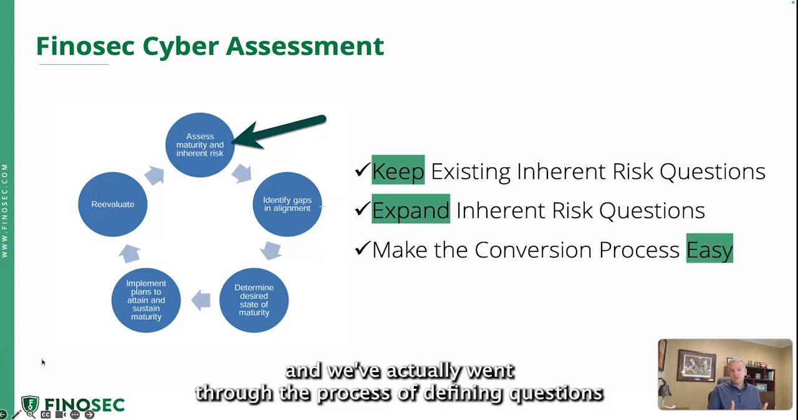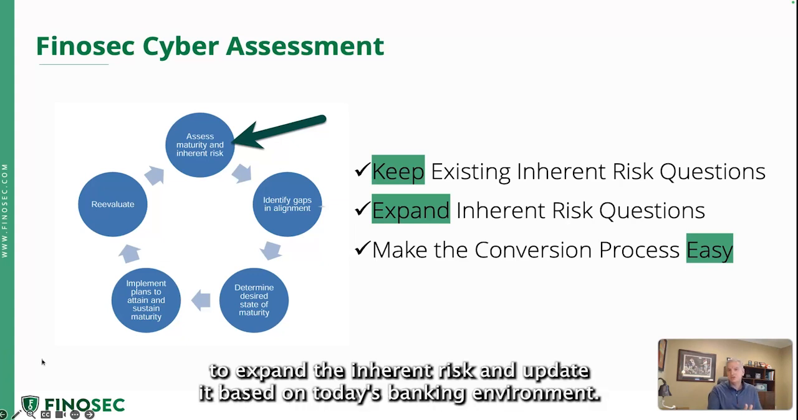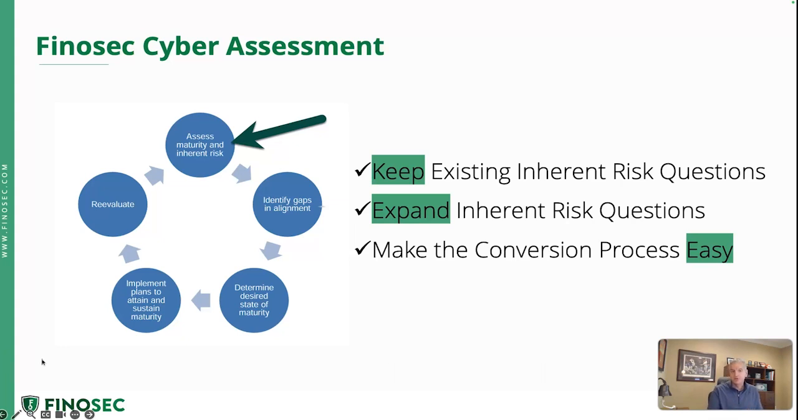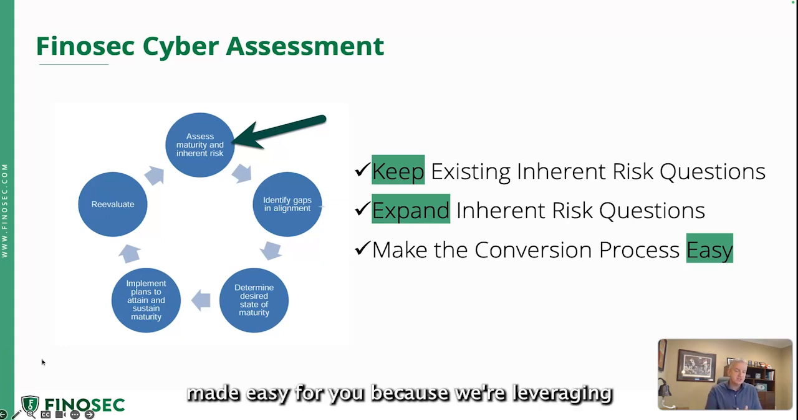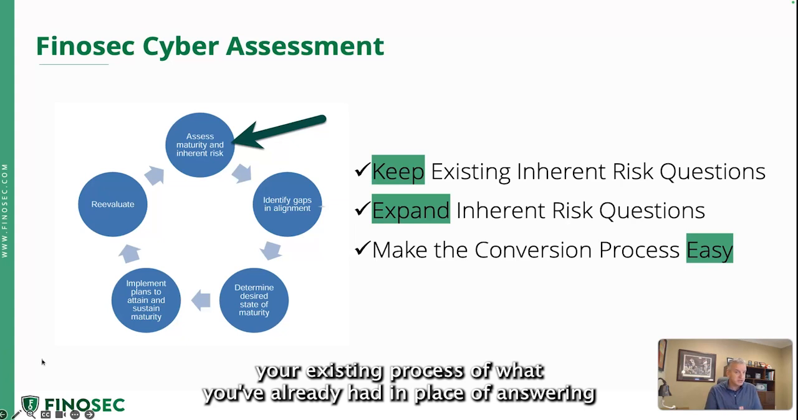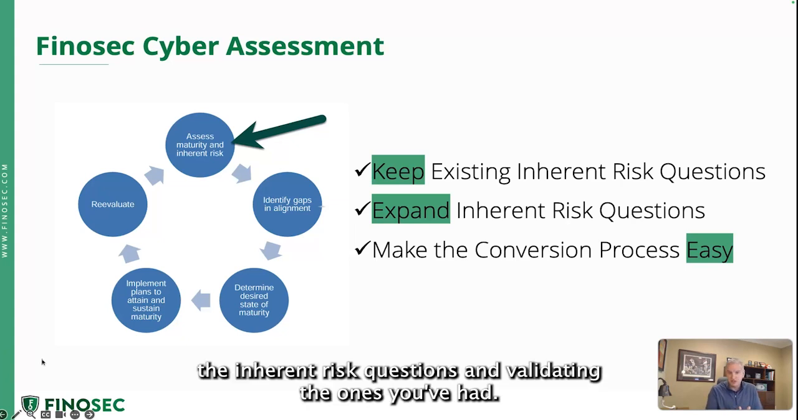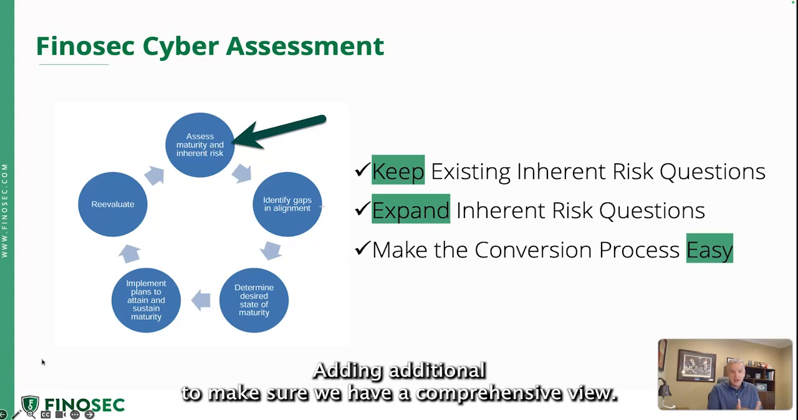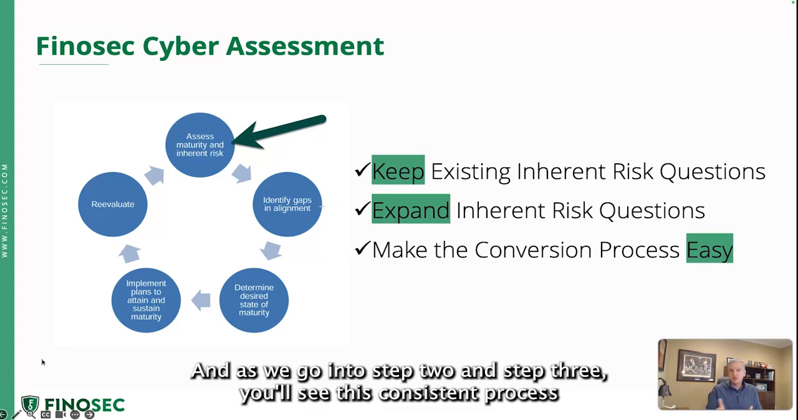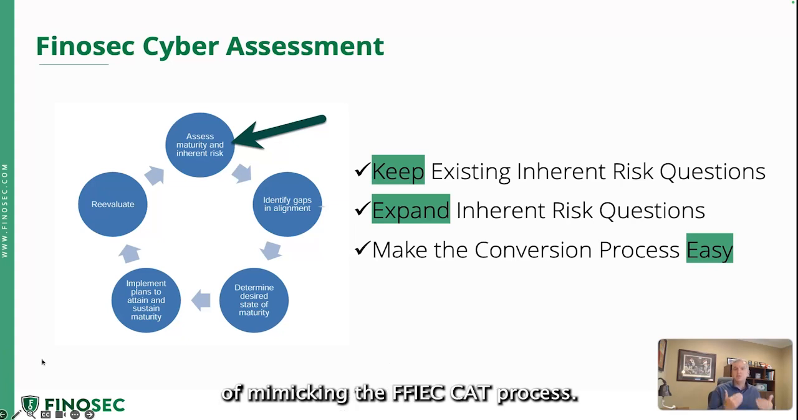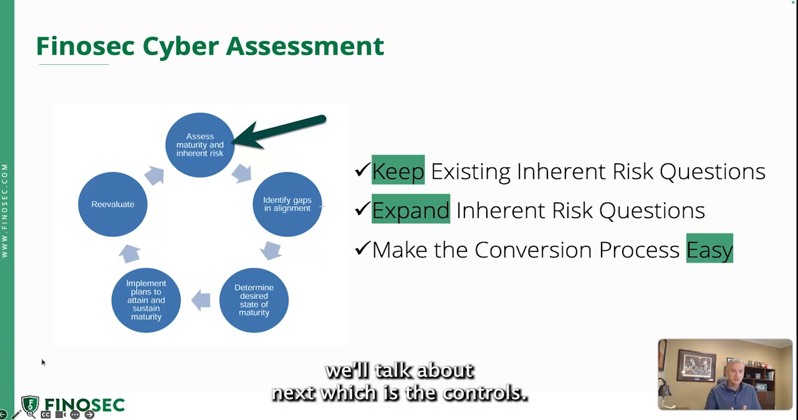And we've actually gone through the process of defining questions to expand the inherent risk and update it based on today's banking environment. Now, the process is intentionally made easy for you because we're leveraging your existing process of what you've already had in place of answering the inherent risk questions and validating the ones you've had, adding additional ones to make sure we have a comprehensive view. And as we go into step 2 and step 3, you'll see this consistent process of mimicking the FFIEC CAT process. So step 2, we'll talk about next, which is the controls.